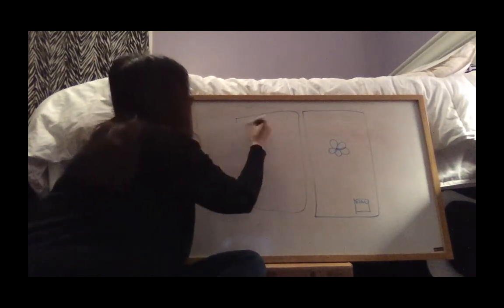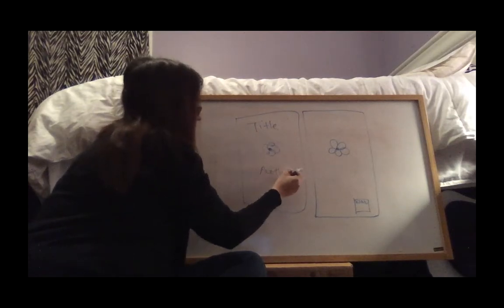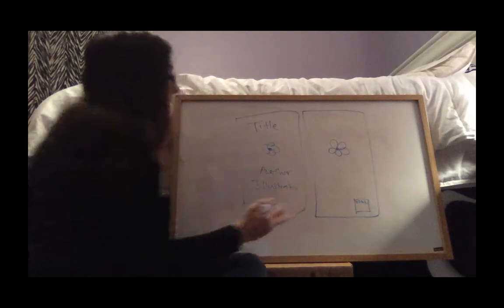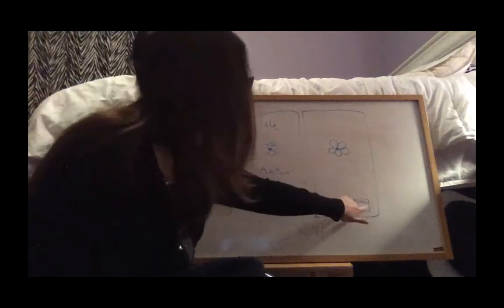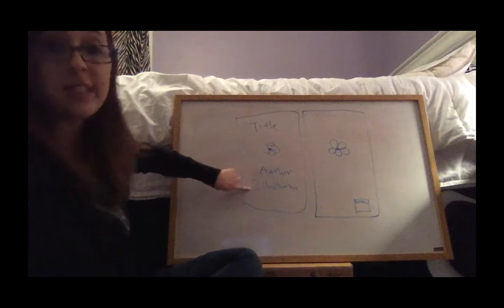Just trying to make it smaller. Title of the book, your picture, author, illustrator. So our back cover has a picture and the ISBN number. Our title page has the title, the picture, the author, and the illustrator.